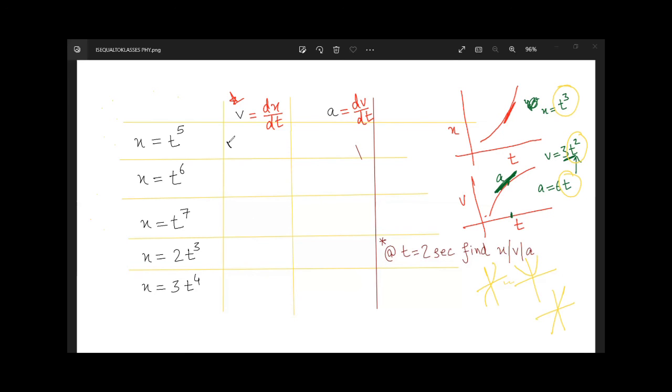So what will be the velocity function? 5t raised to power 4. Shabash. What will be the velocity function for this? 6t raised to 5. Shabash. What would be the velocity function for this? 7t raised to 6. Shabash. What will be the velocity function for this? 6t raised to 2. What will be the velocity function for this? 12t raised to 3. Are we clear?